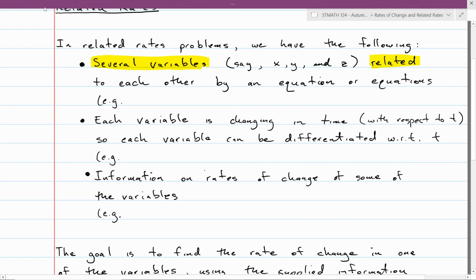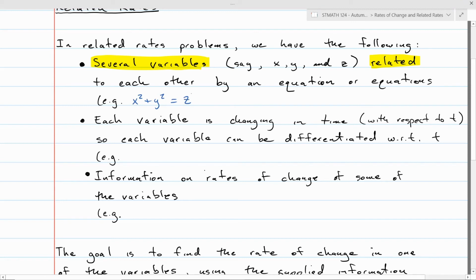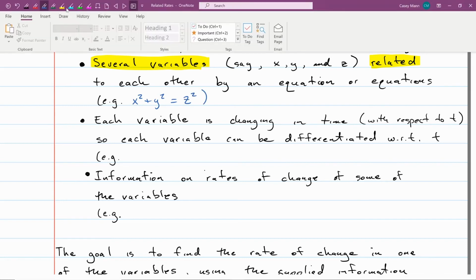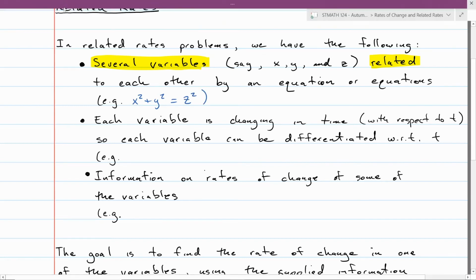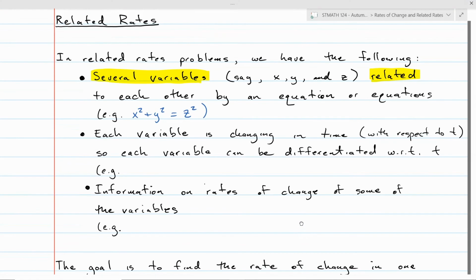But in the real world, there could be hundreds of variables. And then those variables are related to each other by some sort of equation. Or maybe there's a few different equations that you can use to relate them. But for example, maybe you have something like x squared plus y squared equals z squared going on. And when we're talking about these kind of related rates problems, typically each variable is changing in time.